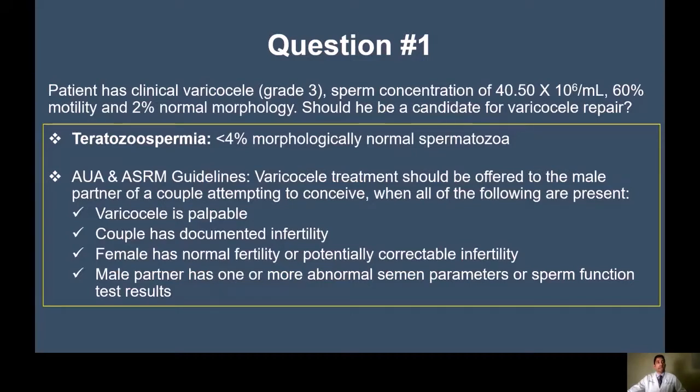Furthermore, we counsel patients on the potential of avoiding assisted reproductive techniques or downstaging the required assisted reproductive technique that may be required after having a varicocele repaired. So to answer this specific question, in a patient with isolated teratozoospermia, he does meet these 4 criteria, and I believe a varicocele repair is a good option.